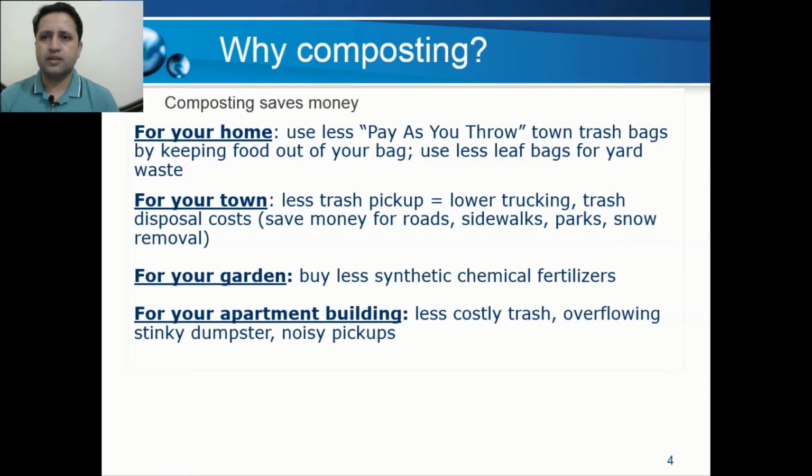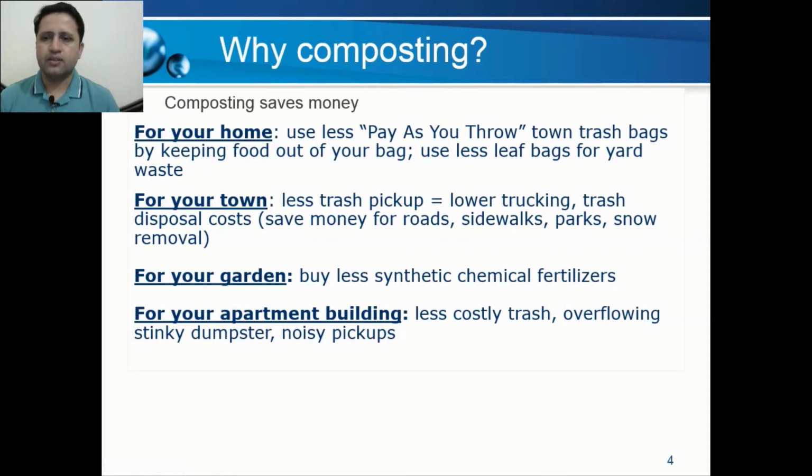Why is composting important, or why do we carry out composting? One of the important objectives of composting is that it saves money, and it also converts waste to energy, and it is also important for your home. You have to use fewer pay-as-you-throw town trash bags by keeping food out of your bag, and use fewer leaf bags for the yard waste.